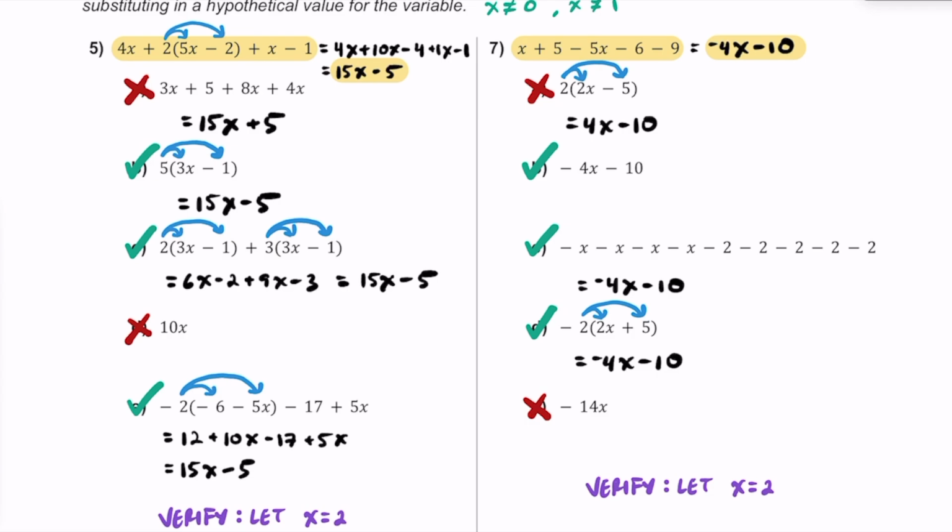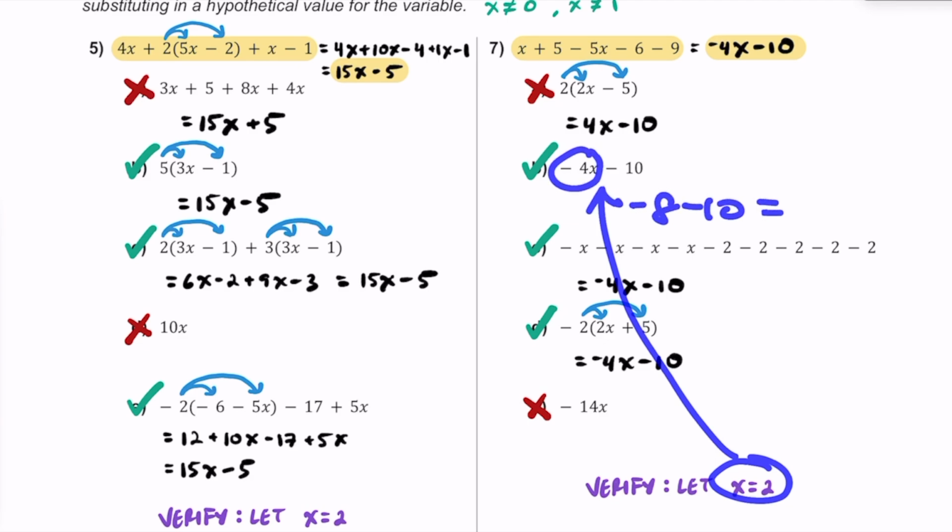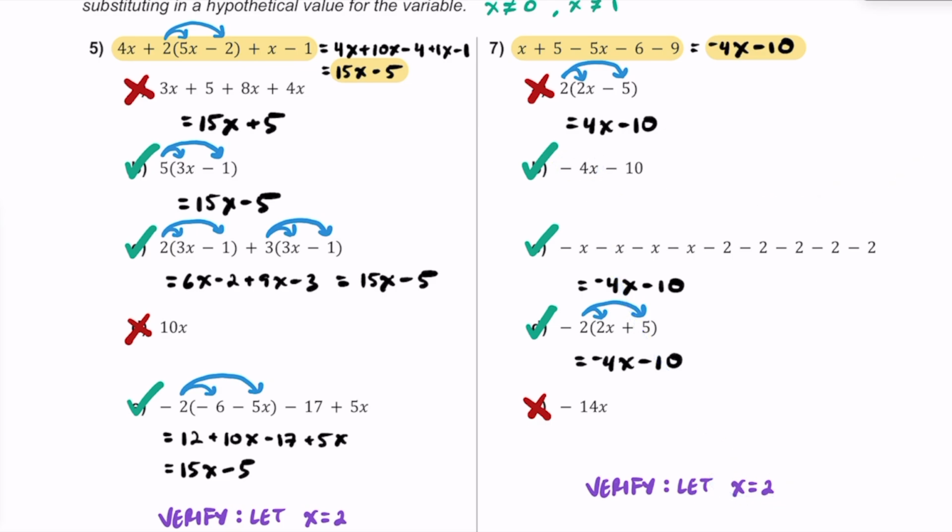All right, let's go ahead and verify and let x equal positive 2. Let's plug this into our original here. So let's see, negative 4 times 2 minus 10. This is going to be negative 8 minus 10. This is going to be negative 18. So we're looking for negative 18 here. If we plug in 2 over here, negative 4 times 2 is negative 8, minus 10 is negative 18, so that one works.